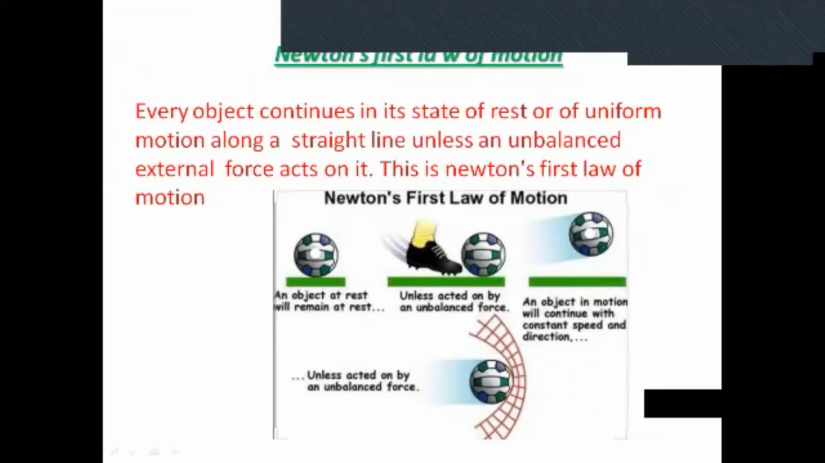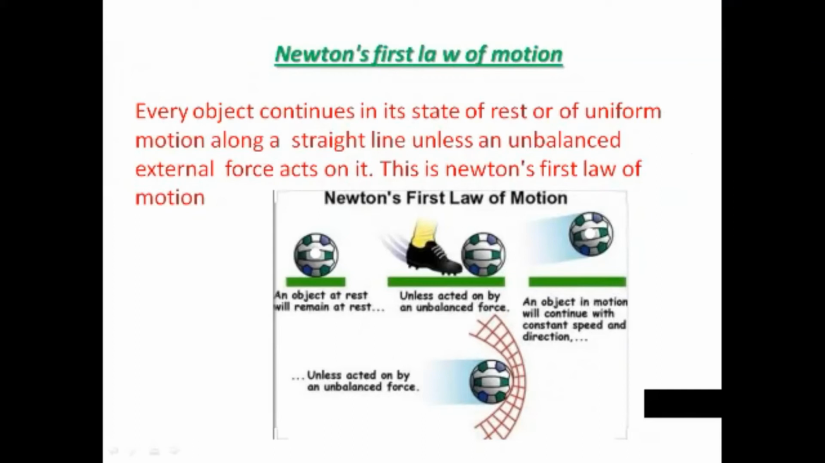This slide shows Newton's first law of motion. Every object continues in its state of rest or of uniform motion along a straight line unless an unbalanced external force acts on it. This is Newton's first law of motion. That is, a body is in a state of rest or uniform motion. It continues its state until an external unbalanced force acts on it. And when an external unbalanced force acts on it, it changes its position. That is, it changes its state. So this is what Newton's first law of motion says.